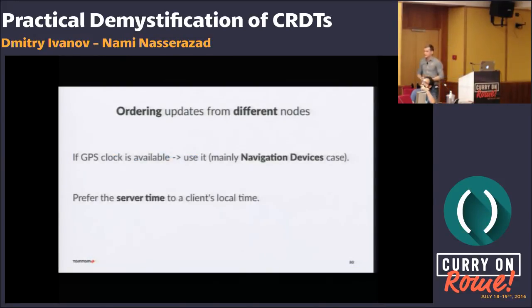Okay, and what about the more complicated case? We need to order updates to the single element happening on different nodes concurrently. That's a much trickier problem, to be honest. Of course, some of our clients, we work with navigation devices. Some of them have GPS. GPS clock does provide, in certain conditions, a pretty reliable clock. In that case, we are fortunate. But what do we do with other clients, mobile clients, and so on?